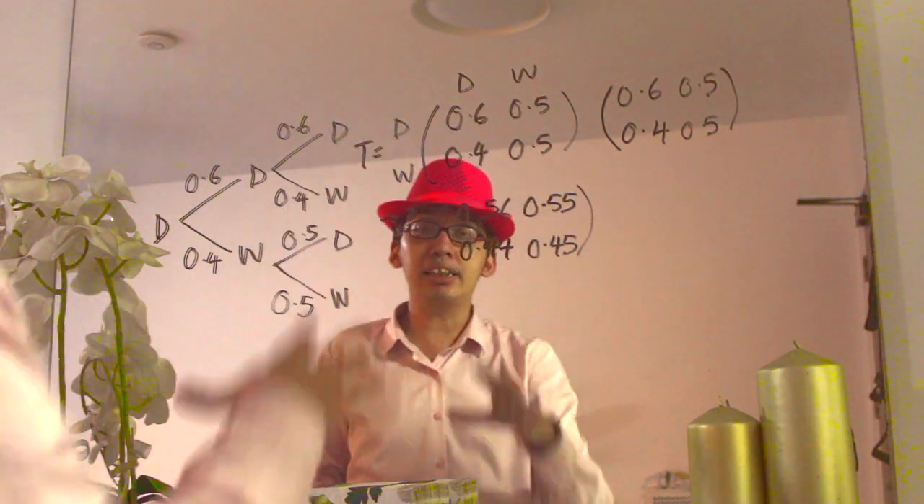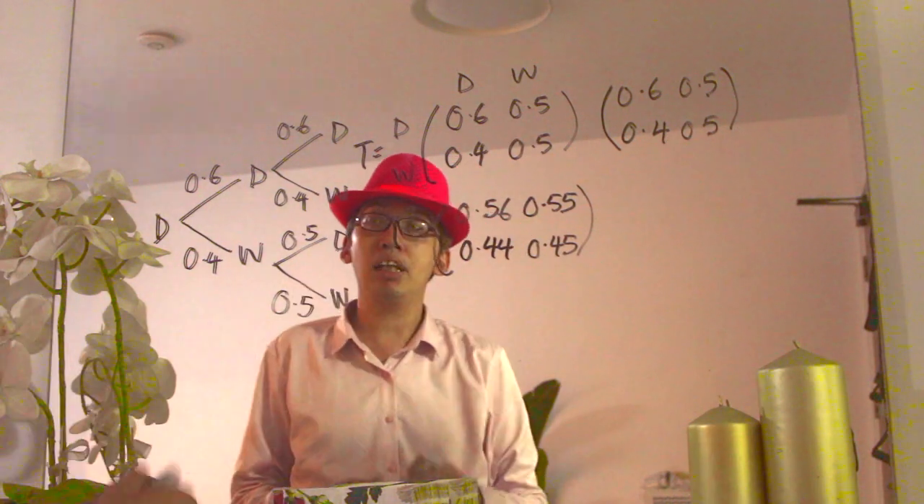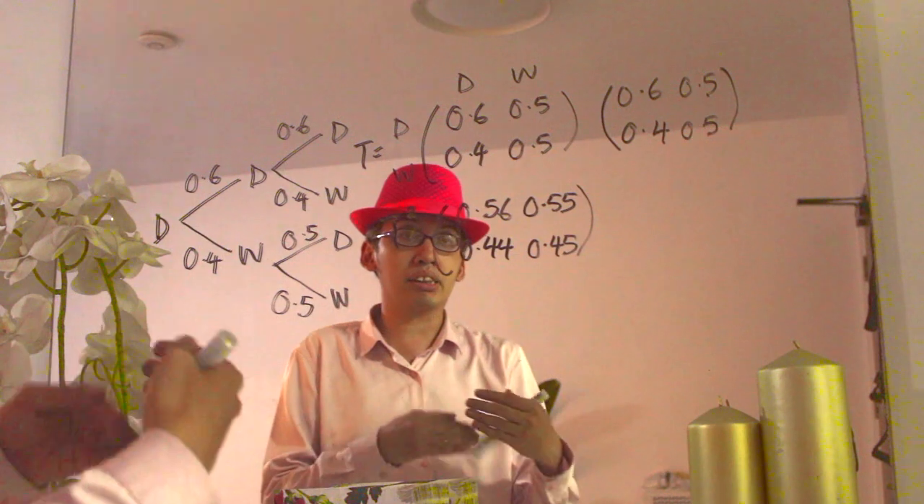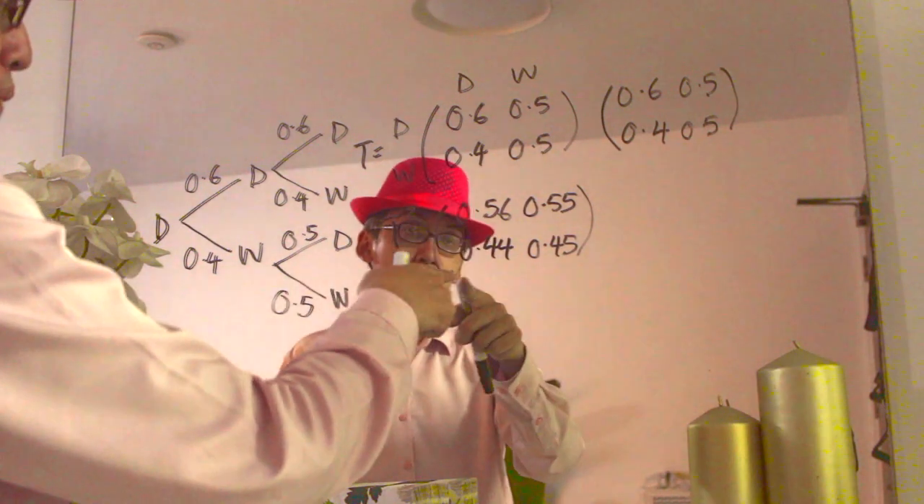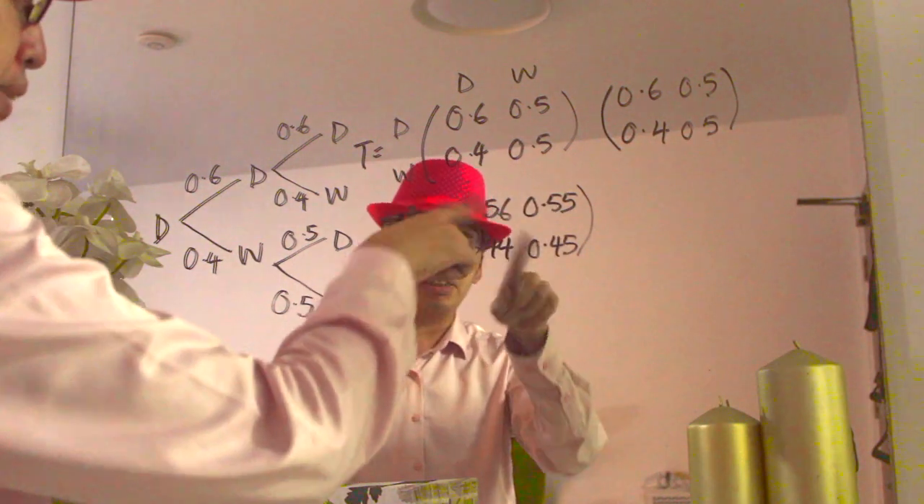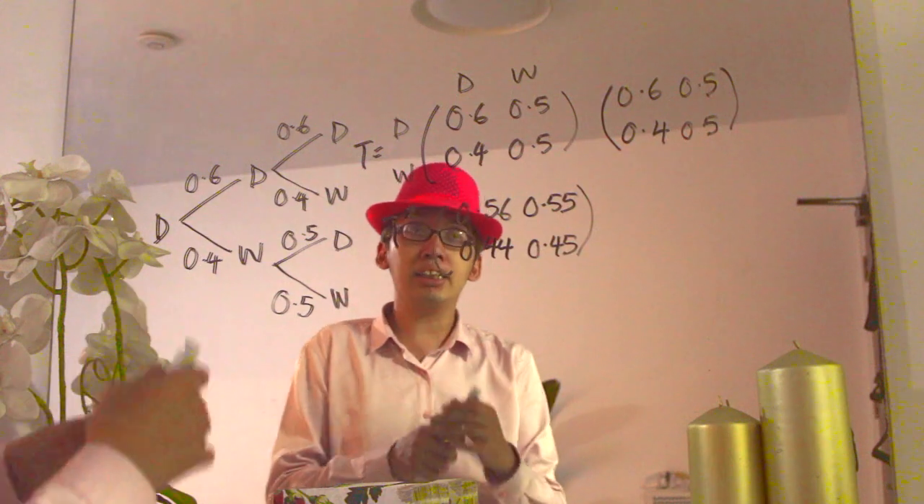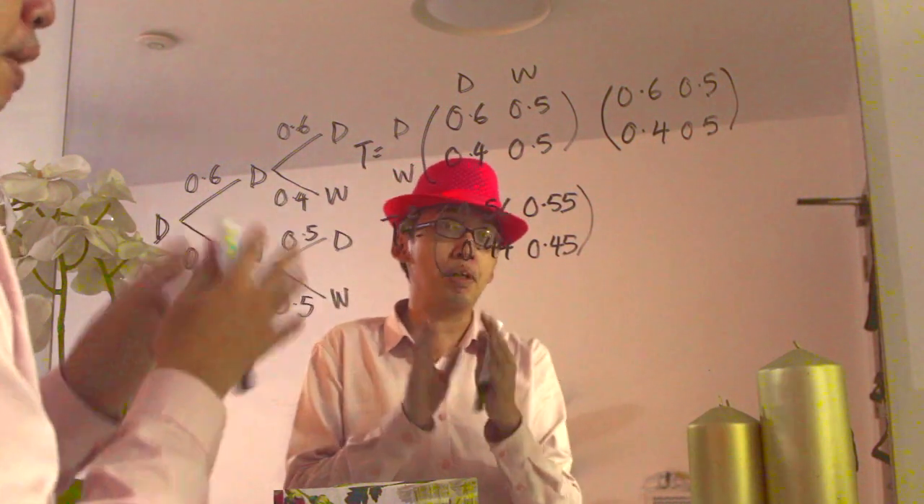Having understood that, the magic comes when we actually calculate T squared. If you use the matrix calculator, T squared is given as this answer: 0.56, 0.44, 0.55, and 0.45. But what do these numbers mean? To understand that, let's go back to matrix multiplication, but manually.